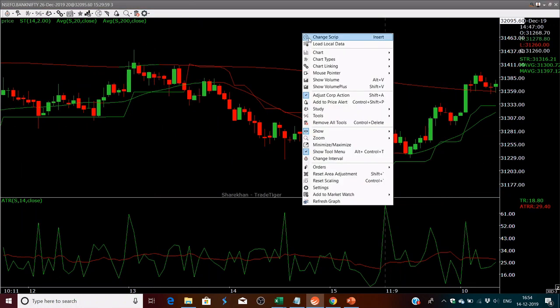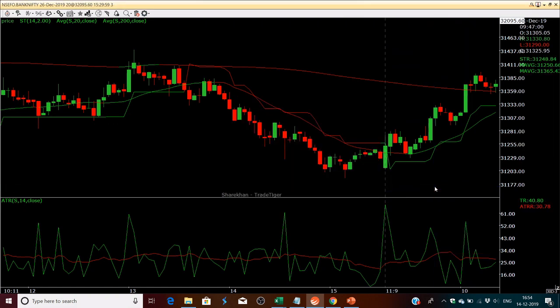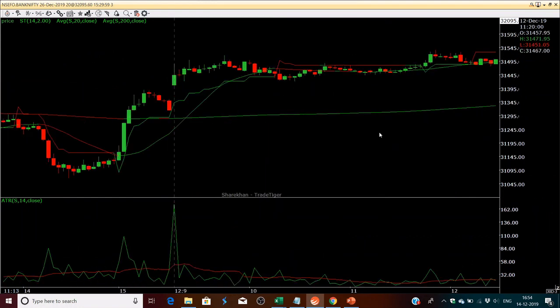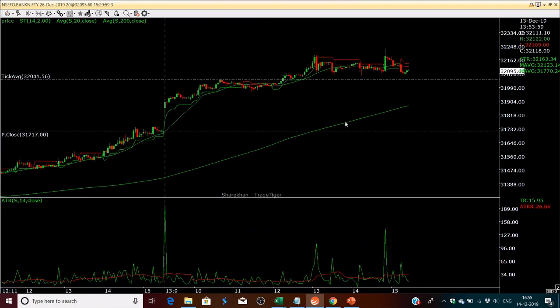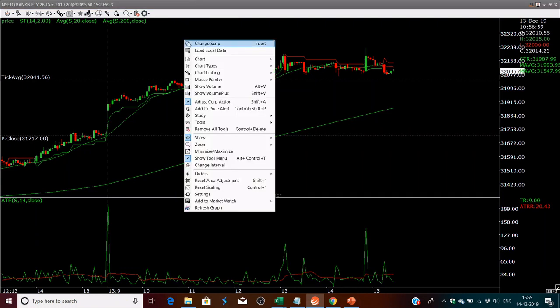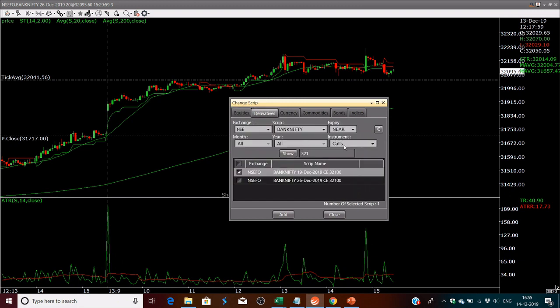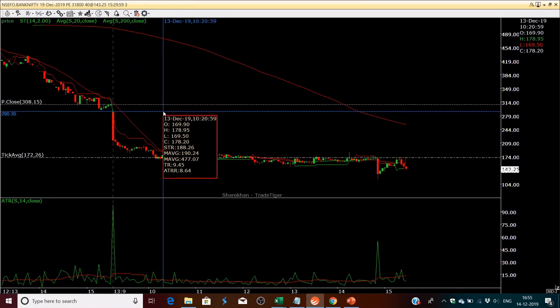So let's understand how we trade this on an options chart. So let's take this day. Okay, here for example, say we have shorted a 31,800 put. Okay, so this was the day.